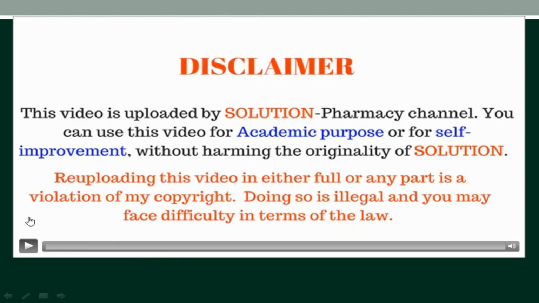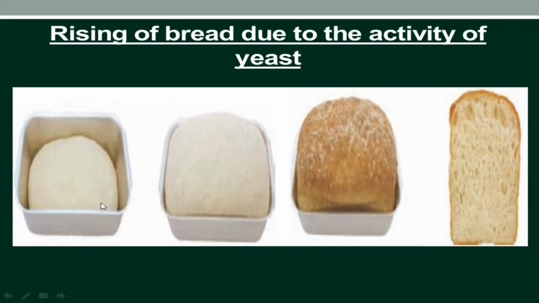Now you can watch this video on how to identify it. Then we will go to the rising of bread due to the activity of yeast. When flour is mixed with water and yeast, after some time the flour rises up to become bread due to the activity of the yeast. One activity of the yeast is to produce ethyl alcohol. The second one is the rising of bread.